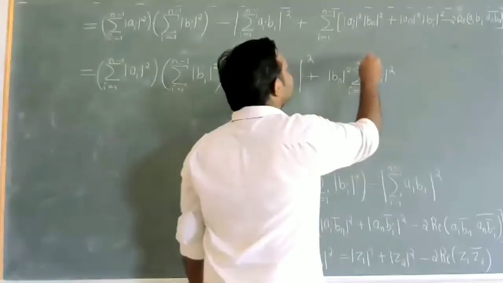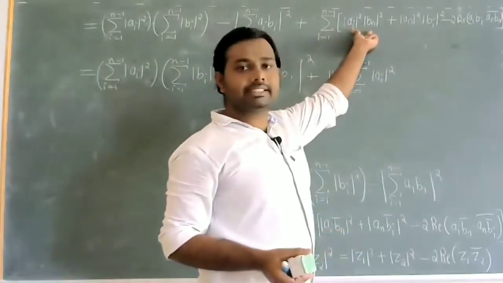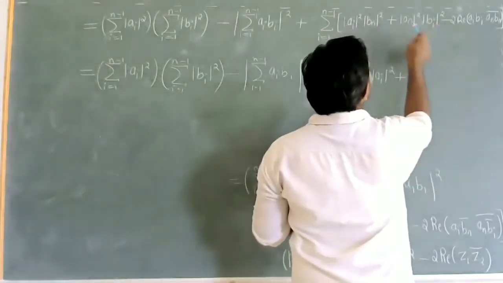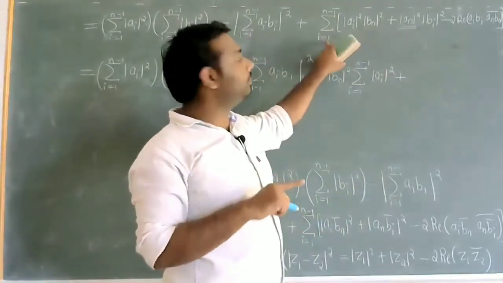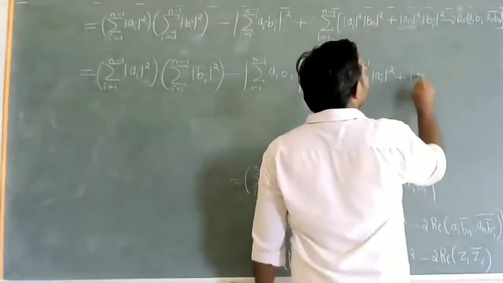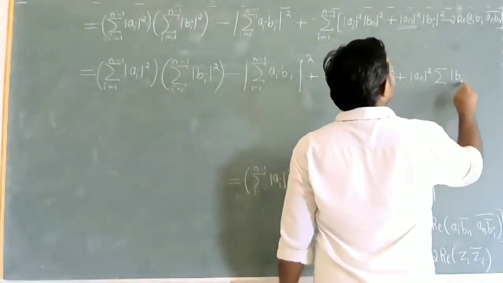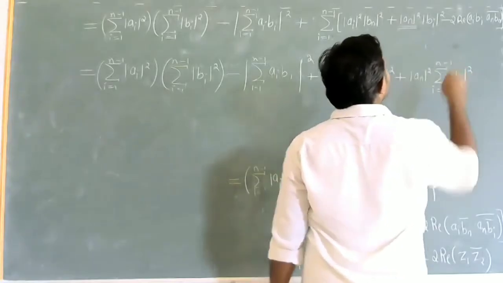from 1 to n. That means summation of the first term is this one, plus summation of the second term, here modulus of an whole square is independent of the summation, so I can take it outside: modulus of an whole square into summation modulus of bi whole square, i running from 1 to n minus 1.